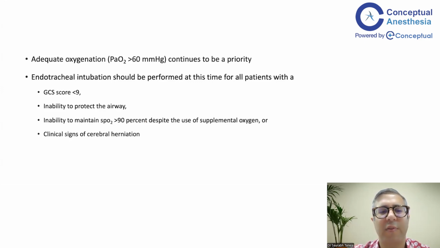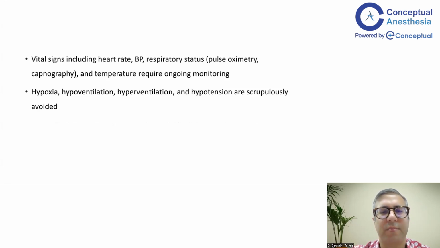And clinical signs of cerebral herniation. You have to strictly monitor these patients. All patients of traumatic brain injury should be monitored, and this includes the heart rate, the blood pressure, the respiratory rate, capnography if they're intubated, and temperature. And we have to avoid hypoxia, hypotension, hypoventilation, and hyperventilation.